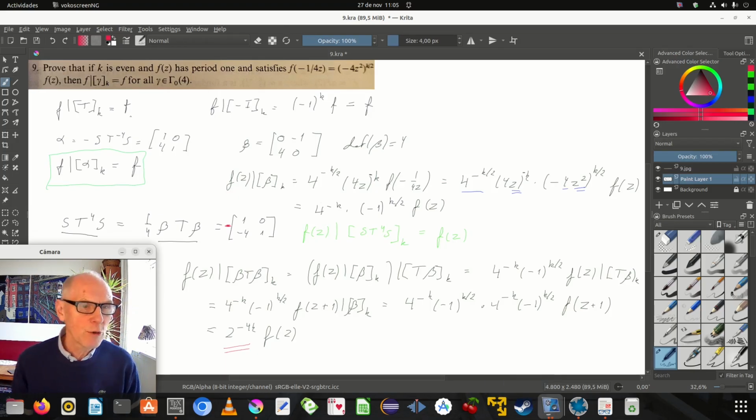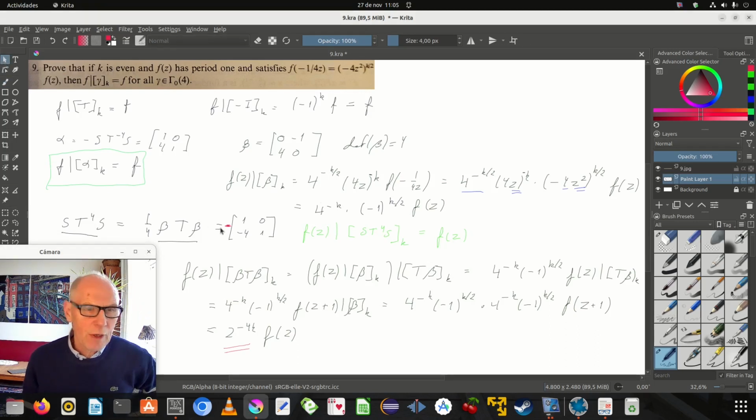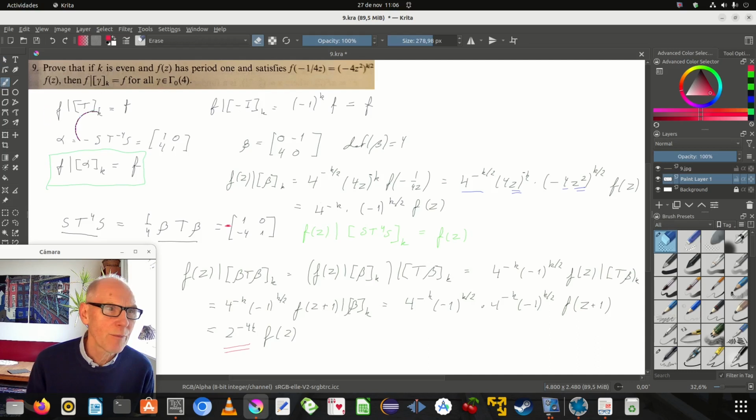I have looked it over and found various mistakes, a little one here. And then this should be plus. It's the determinant to k halves, and the determinant is 4. So it's 4 to k halves. What I'll do, I'll just delete it and then do it again.